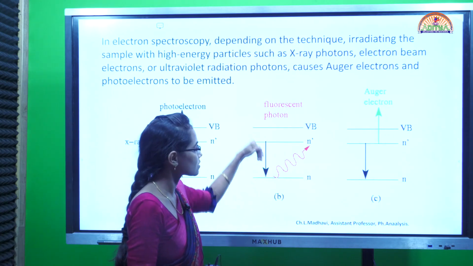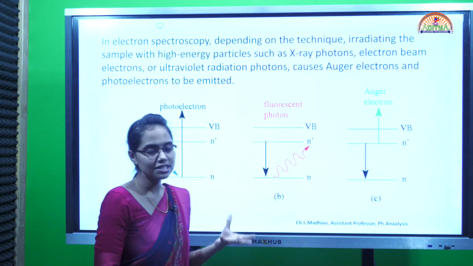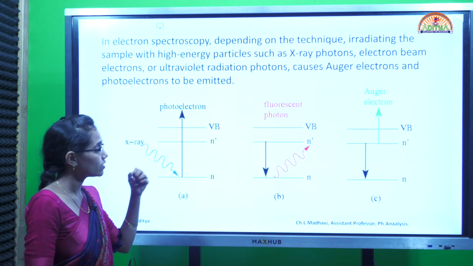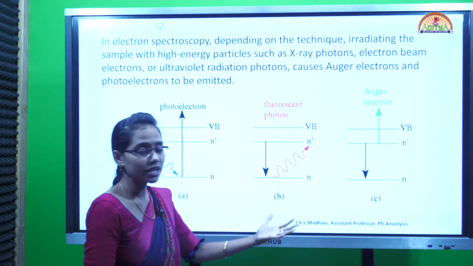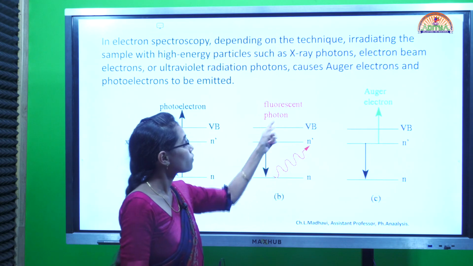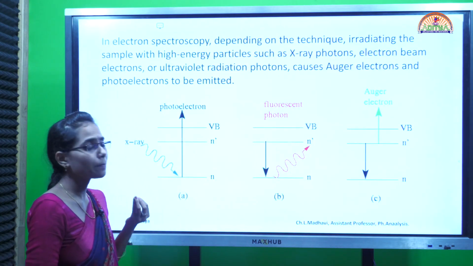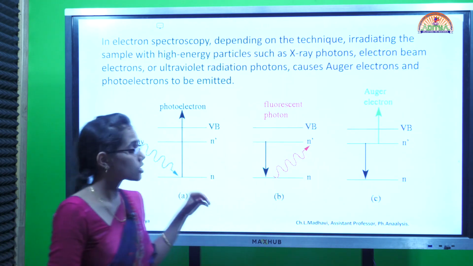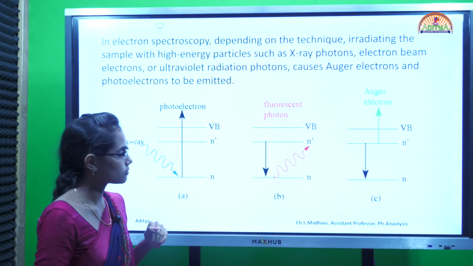During this process, when an electron comes from a higher energy level to a lower energy level, it emits radiation. When it goes from lower to higher, it absorbs radiation. Here it is coming from higher to lower, so emission of radiation will occur. The emitted radiation will be fluorescent radiation. The fluorescent radiation contains packets of energy, which are nothing but photons. Such emitted radiations are called fluorescent photons.